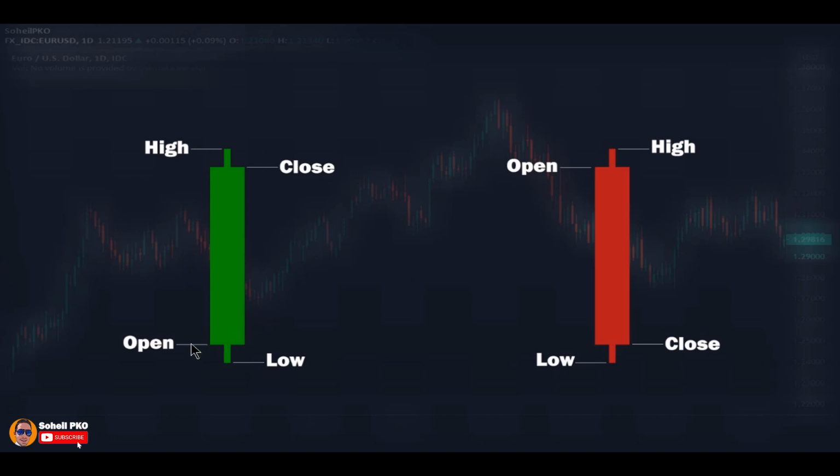Here it shows the opening price, here the closing price, considering the closing price is higher than the open price, here the highest price, and here the lowest price. The area you see here, the thick part of the candle, is called the body, or some call it the real body, and it's the range between opening price and closing price in that session. When the closing price is higher than the opening price in the session, the body is usually represented by green color. And when the closing price is lower than the opening price, it's usually represented by red color.